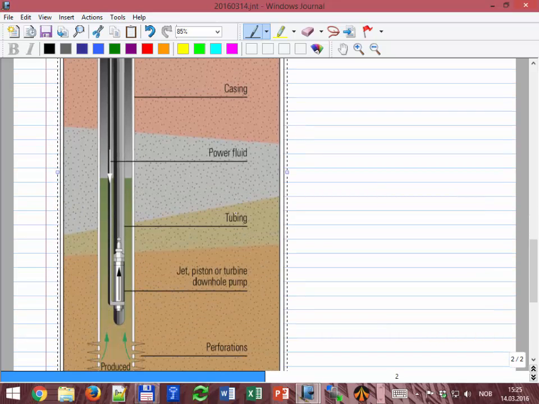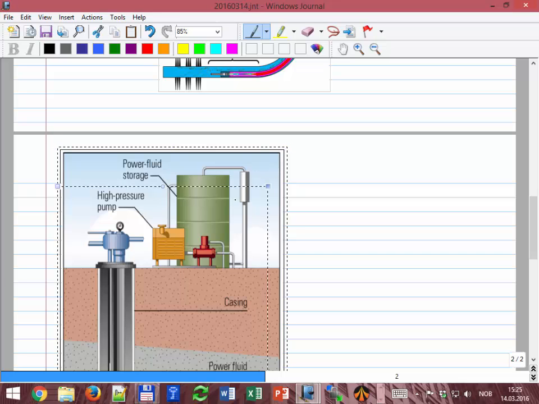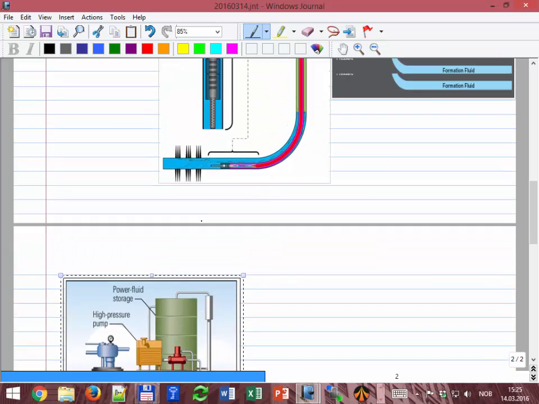Where you see here there is a line coming down, and that's the high pressure line, and then here you have this device that is sucking fluid from the reservoir, and then the mixture is going up the tubing. And jet pump is also not so common offshore.